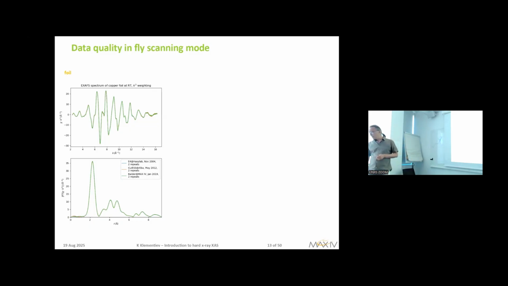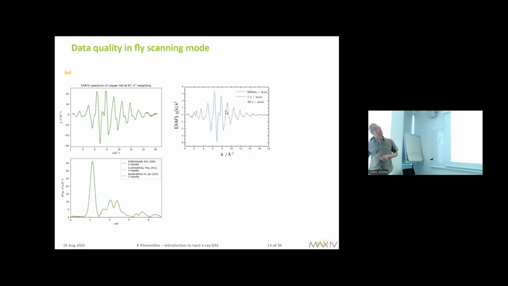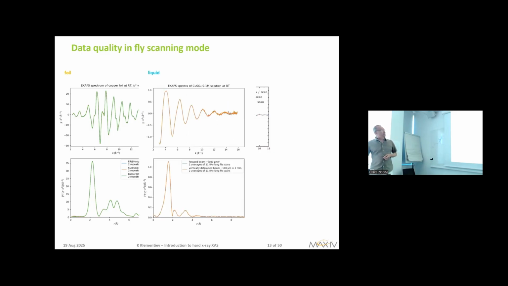All right, and here I also compare speed of copper spectra, 30 seconds, 1 second, half a second, and basically they are the same. For foil, of course, you can afford going that quick. It's a strictly homogeneous sample. Not all samples are that perfect. Powder samples can be made homogeneous if you are skillful, or can be made horrible. And quality of spectra will depend on it.